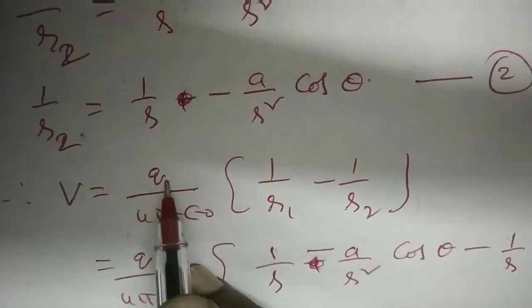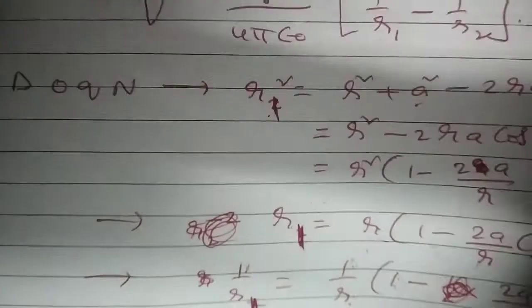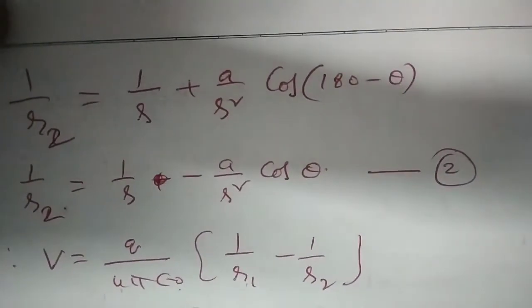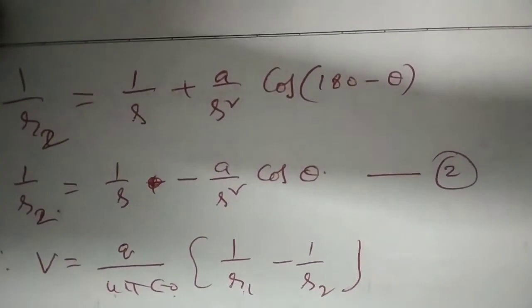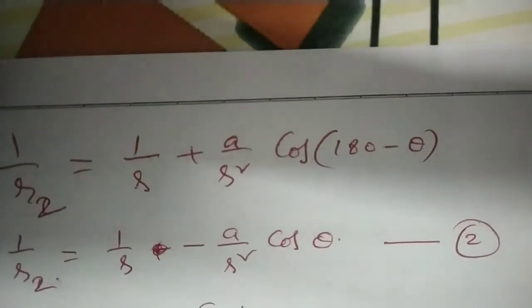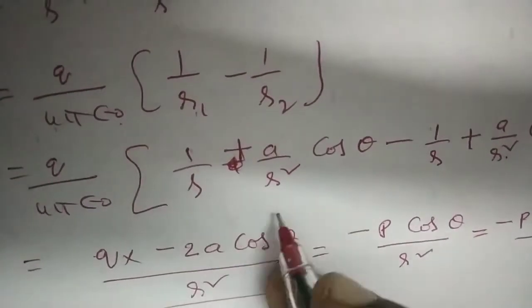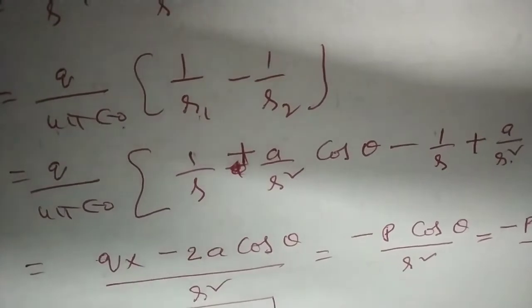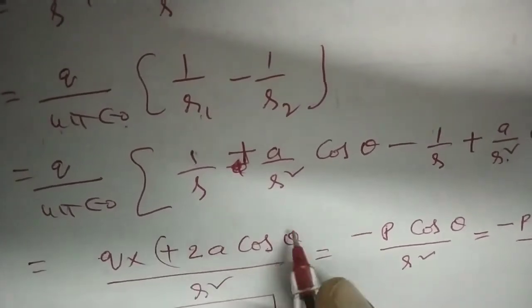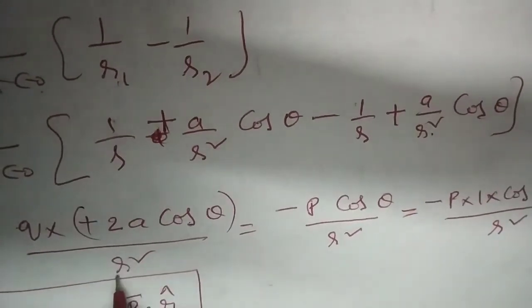Next, the potential answer we got till now is q by 4 pi epsilon 0 into 1 by r1 minus 1 by r2. The answer for 1 by r1 we got here: 1 by r plus a by r square cos theta. And for 1 by r2, there is a minus before it, so minus 1 by r plus a by r square cos theta, with the sign applied as derived. So 1 by r got cancelled. Then q into 2a by r square cos theta.